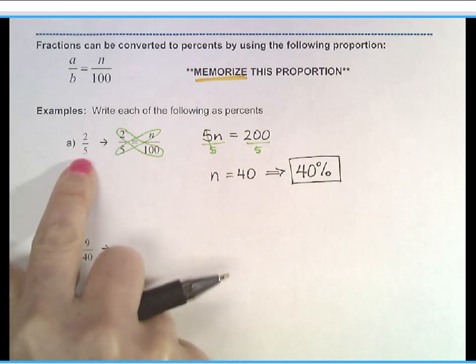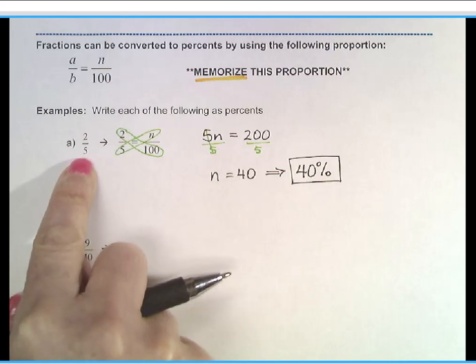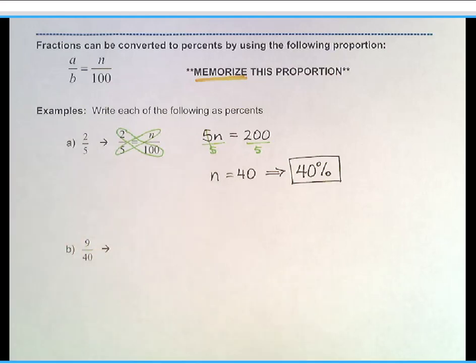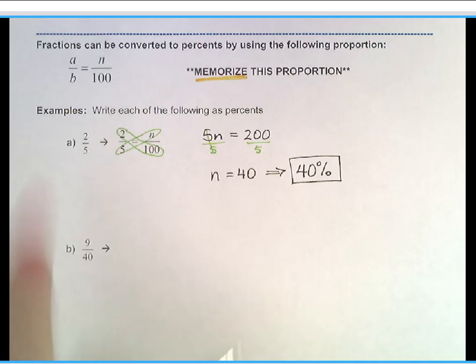I mean, I guess you could put 2/5 in the calculator and get a decimal, but the point of this is to not have to use decimals at all, that you can convert to a percentage from a fraction without having to go through decimals. I guess that's the point of this.